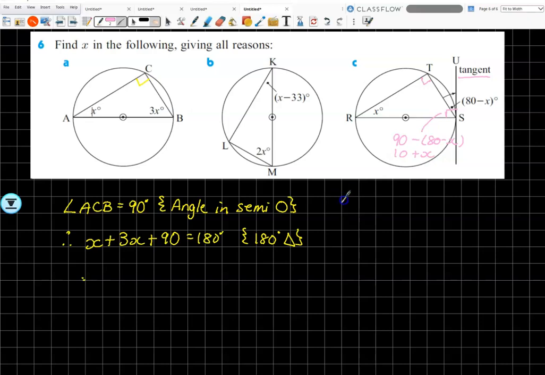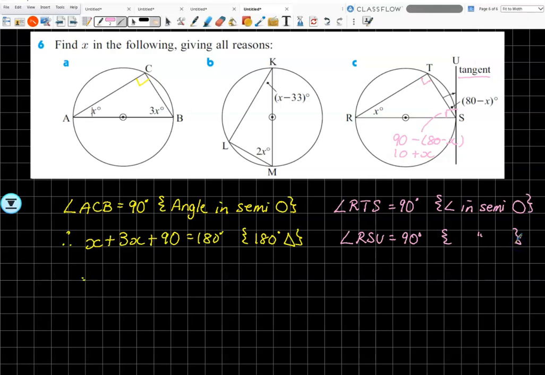So what did we start with? I know I didn't start with this, but I'm going with angle RTS equals 90 degrees. Angle in a semicircle. Do you like my abbreviations now? So that's angle. Right? Angle RSU is also 90 degrees.